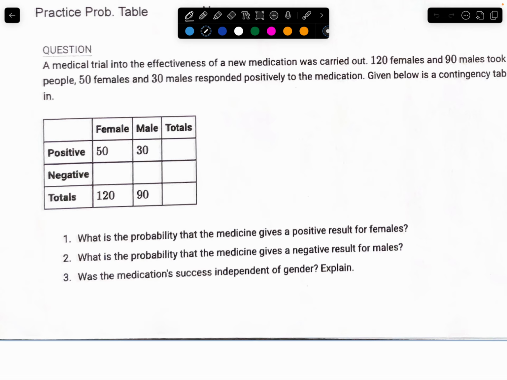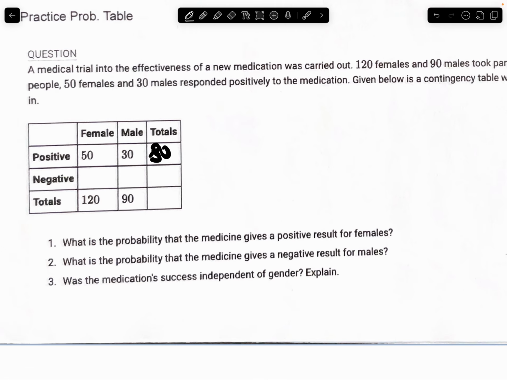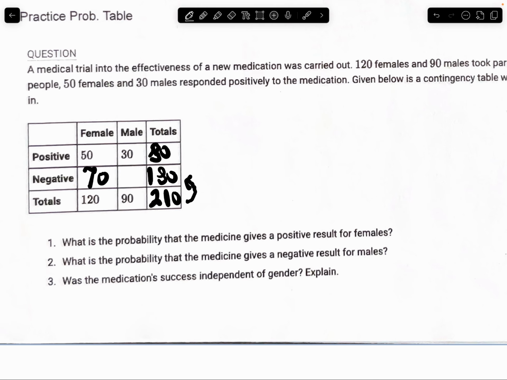So 50 plus 30 is 80. Do that. Boom. 80. Okay, we've got 120 and 90 is 210, I believe. So if we subtract those two numbers, we get what's left over there, which would be the negative total, 180. Okay. Females, 50 plus something is 120, so subtract and you get 70. 90 minus 30 is 60. And we've got the table filled in.